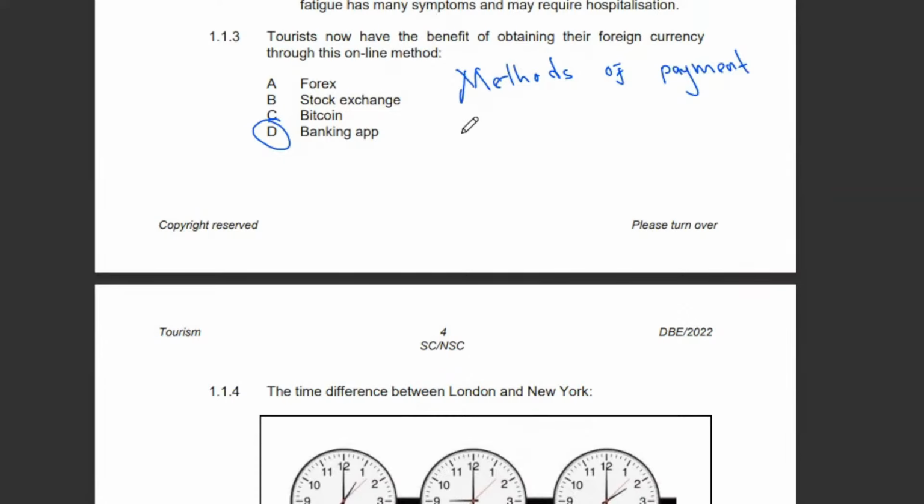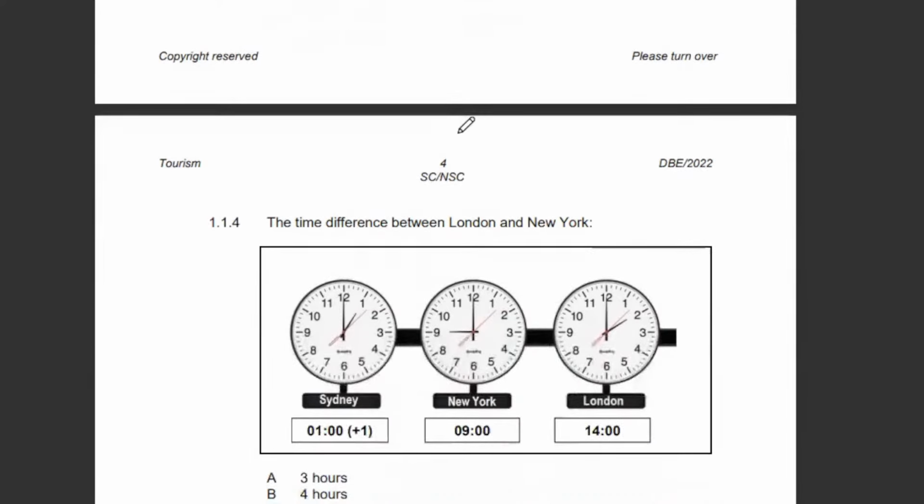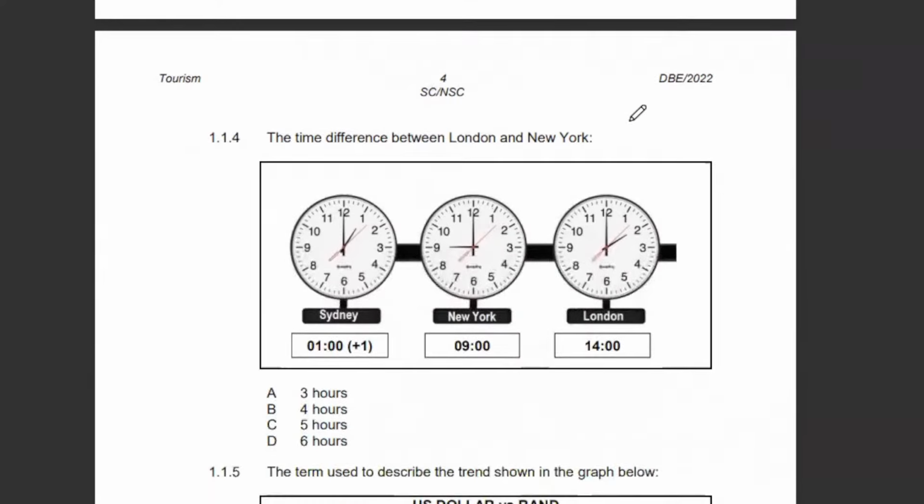Then let's move on to the next question, 1.1.4. The time difference between London and New York. This question falls under map work and tour planning, and specifically, it is a question on time zones. So in other words, what you are required to do is to look at the time difference between London and New York. So in this case, let's look at the clocks which we are given on the image which appears below. The first image has Sydney.